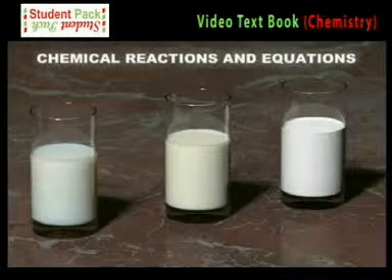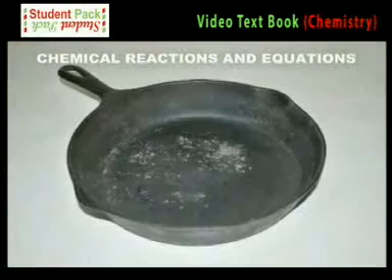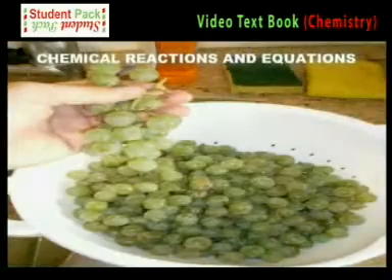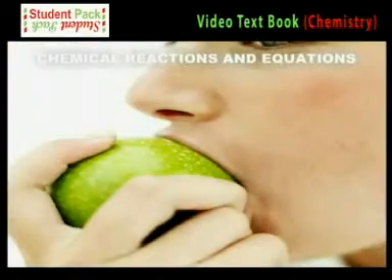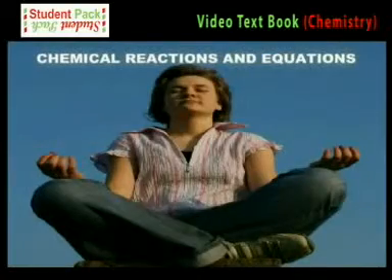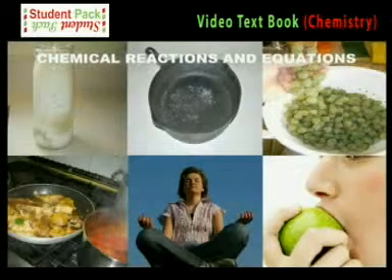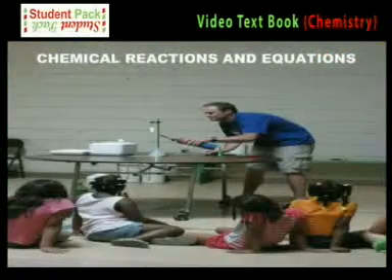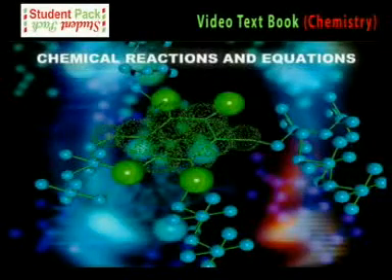Think about what happens when milk is left at room temperature during summers, an iron pan is left exposed to humid atmosphere, when grapes get fermented, when food is cooked, when food gets digested in our body, and when we respire. In all these situations, the nature and the identity of the initial substance has somewhat changed. Whenever a chemical change occurs, we can say that a chemical reaction has taken place.